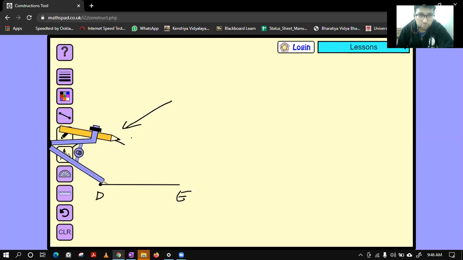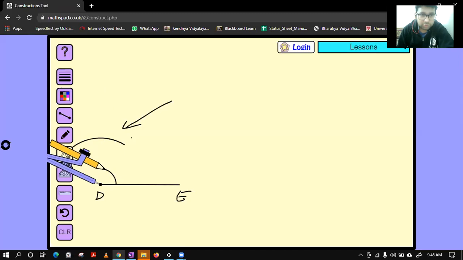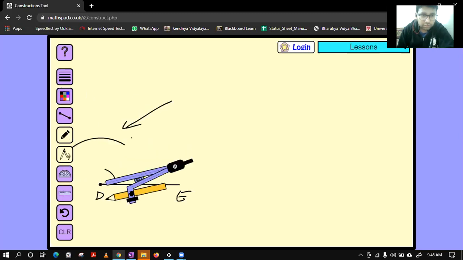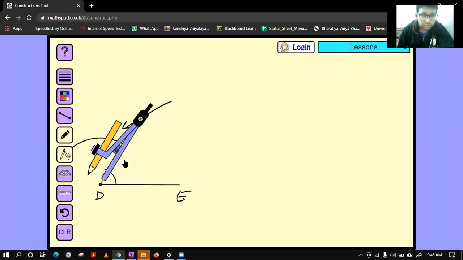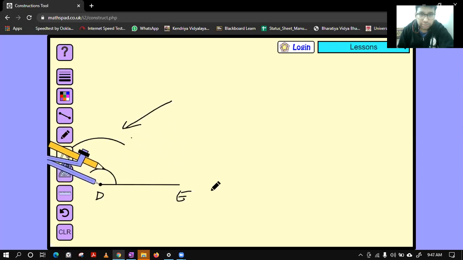So keeping the compass over here, let's reduce this size a little bit. Let us start from this point only. Yes, let's lock this one. So the arc. Not this one. There are some limitations of this software. That's why. Okay. So this is the thing we have got.